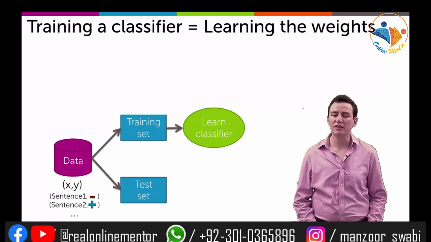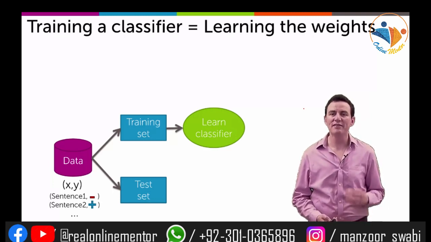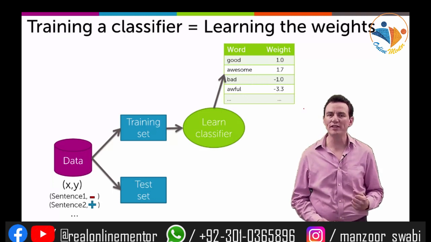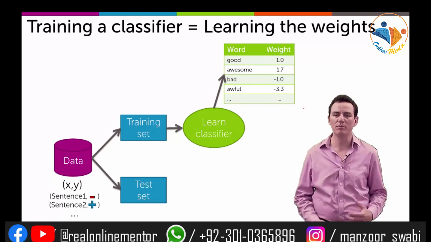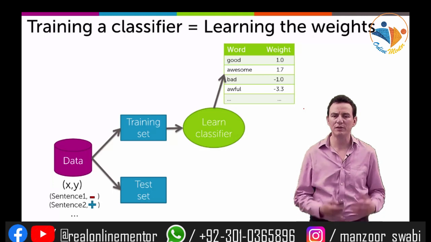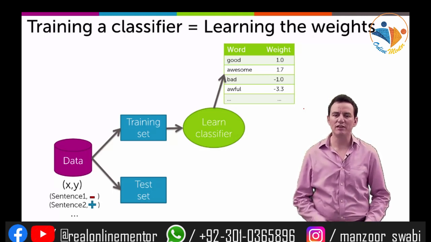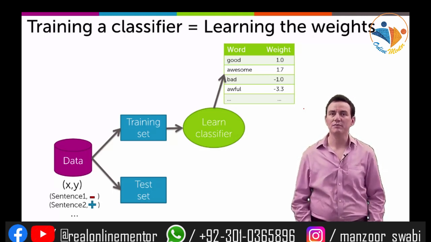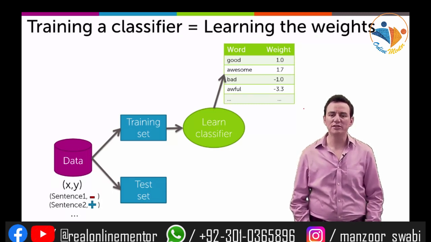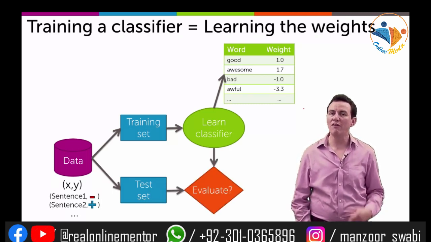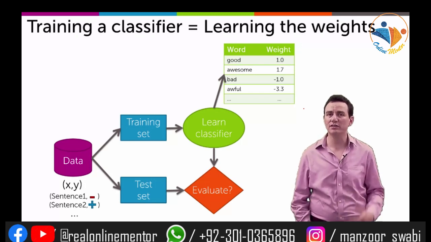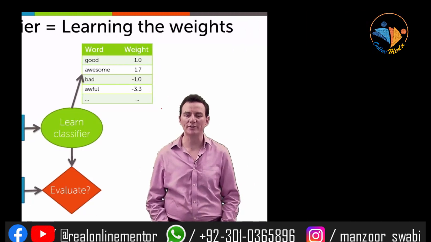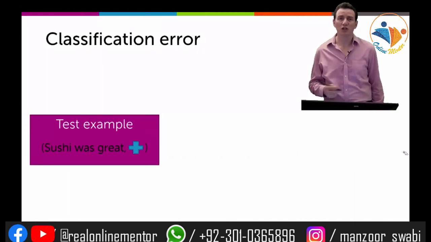I feed the training set to the classifier I'm trying to learn, and that algorithm is actually going to learn the weights for words. So for example, it's going to learn that good has weight 1.0, awesome 1.7, bad minus 1.0, and awful minus 3.3. And then these weights are going to be used to score every element of the test set and evaluate how good we're doing in terms of classification. So let's talk about what that evaluation looks like. Let's discuss how we measure error, in fact classification error, when we're doing this classification.